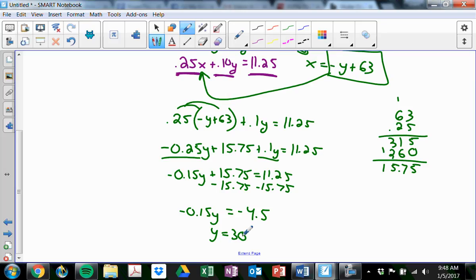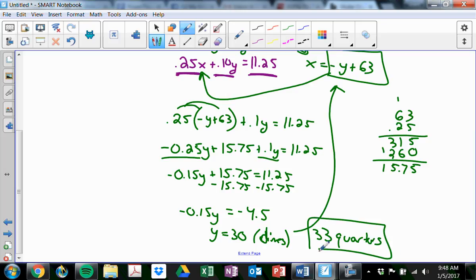And this means there are 30 dimes. If there are 30 dimes, I can plug that back in up here. I know there must be 33 quarters, because there are 63 coins total.